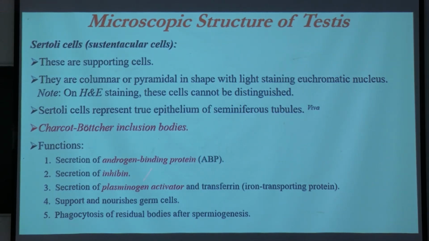These are the functions of Sertoli cells: secretion of androgen binding protein (ABP), secretion of inhibin, secretion of plasminogen activator, and transferrin. Transferrin is an iron transporting protein. They support and nourish the germ cells, and perform phagocytosis of the residual bodies after spermiogenesis. All these are functions of the Sertoli cells.